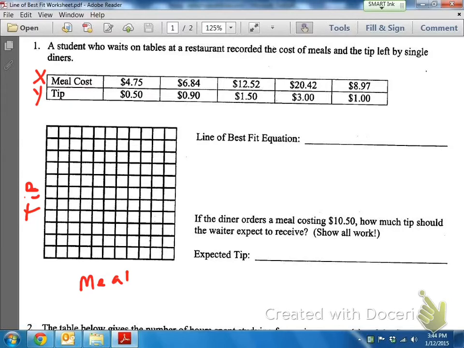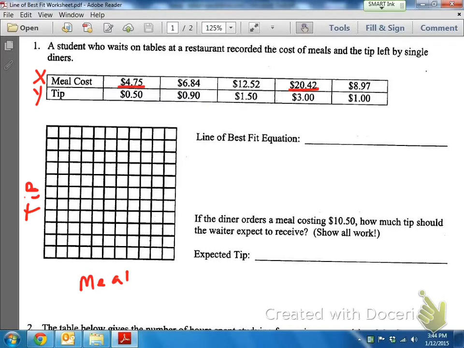So meal cost, X. My lowest cost seems to be right there, $4.75. My biggest cost is $20.42. So it starts at $4.75, goes to $20.42. And so let's see. If I started at 4, that'd be good, and it goes all the way up to 20. And I know 4 is a factor of 20, so if I went by 4s all the way up, I should be able to graph this pretty well.